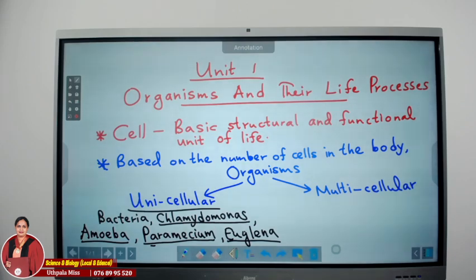So how do we differentiate the living from the non-living? Okay, let's see. Some of you have added the facts. Good. After this one, I will discuss them with you.